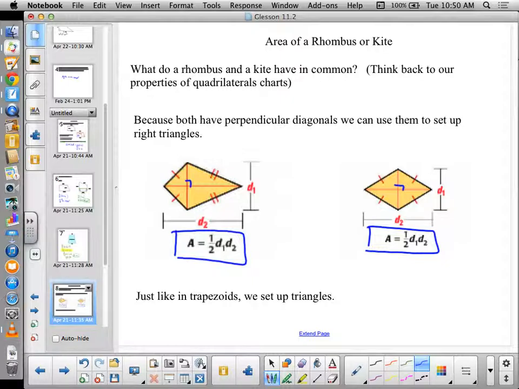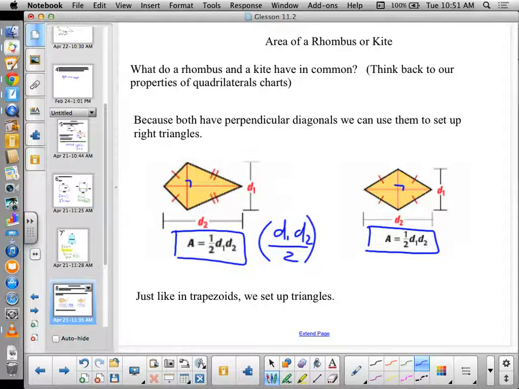Diagonal 1 times diagonal 2 divided by 2. And again, a lot of times instead of writing it that way, we write d1, d2 over 2 as our formula. It's the same thing. Kind of saves us from writing the 1/2 out front. Whatever. Okay? Now, for a kite, this is pretty much the only choice we have for formulas right now.